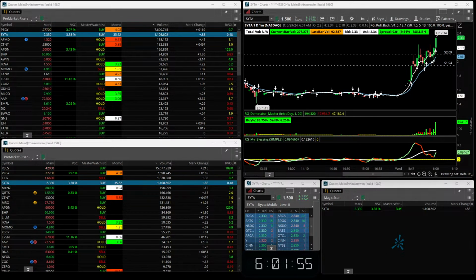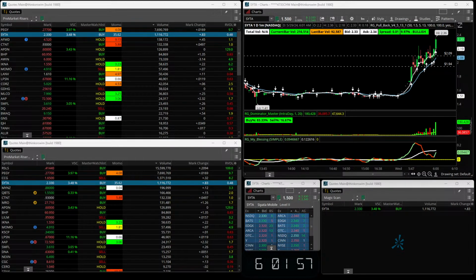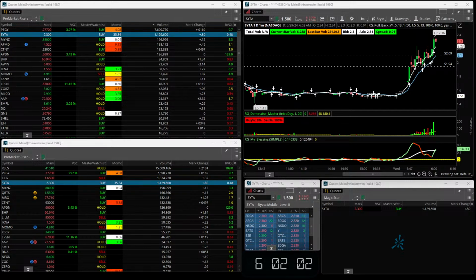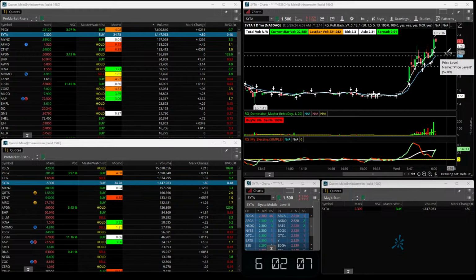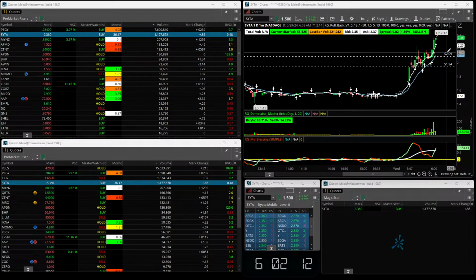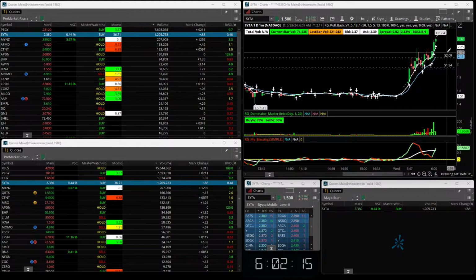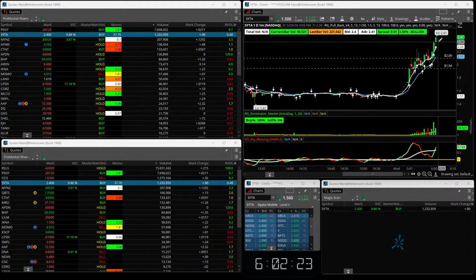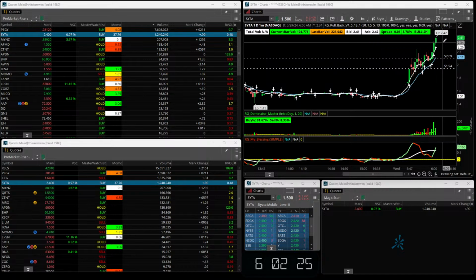SYTA did decide to take off. Rising on up. We did not get a clean pullback on this play. Pretty much you'd have to chase green candles now, and I strongly suggest you don't. So now we're waiting on another pullback.